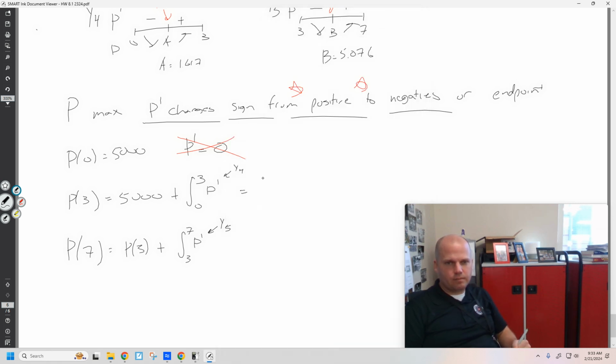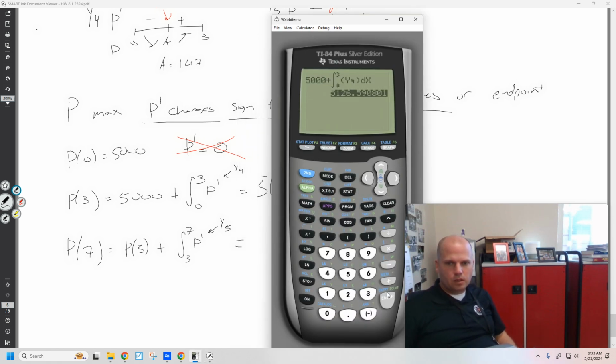5126, 590. Now I know what P of 3 is. I will add the accumulation from 3 to 7 of P prime, but P prime is Y4, Y5 this time. 4513, 806.